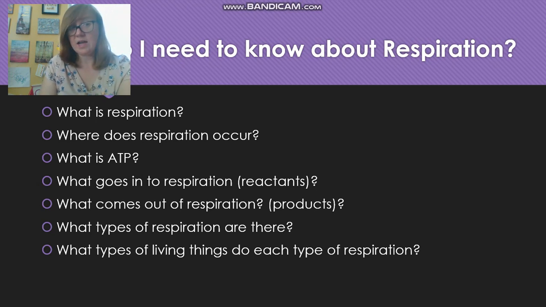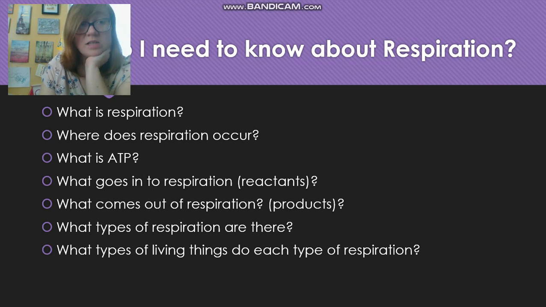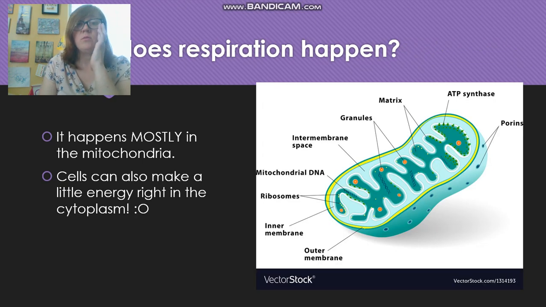Where does it happen? What's ATP? What goes in? What comes out? Are there different types? What are these different types of respiration? Let's find out. So what is respiration and where does it happen?